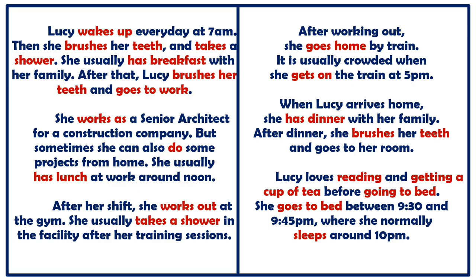She usually has lunch at work around noon. After her shift, she works out at the gym. She usually takes a shower in the facility after her training sessions. After working out, she goes home by train. It is usually crowded when she gets on the train at 5 p.m.